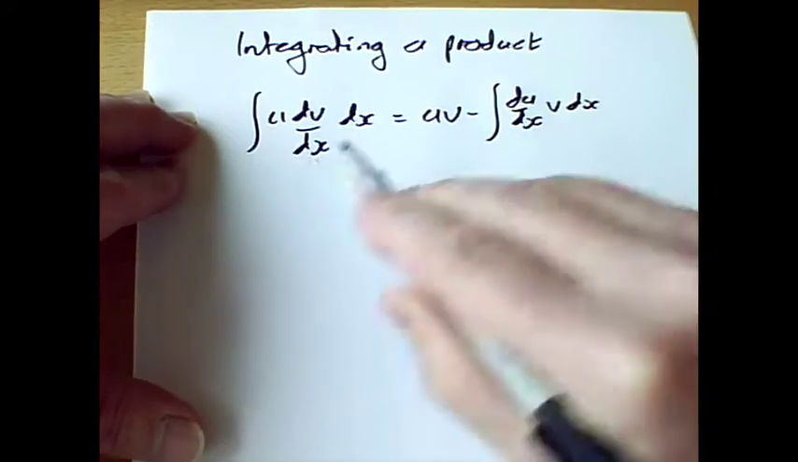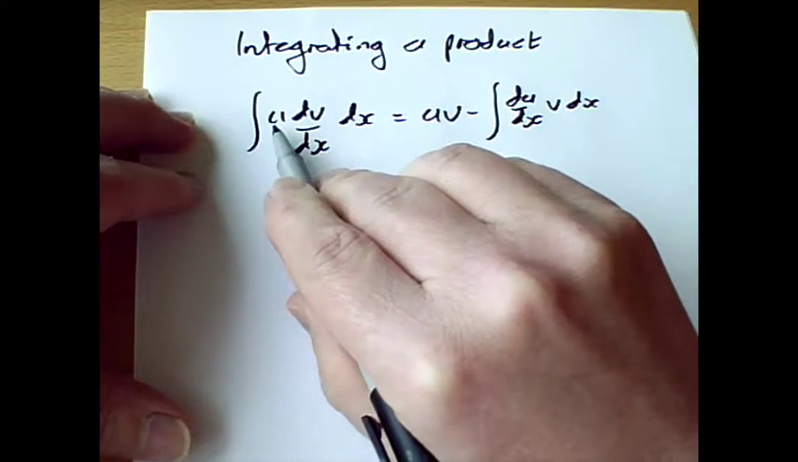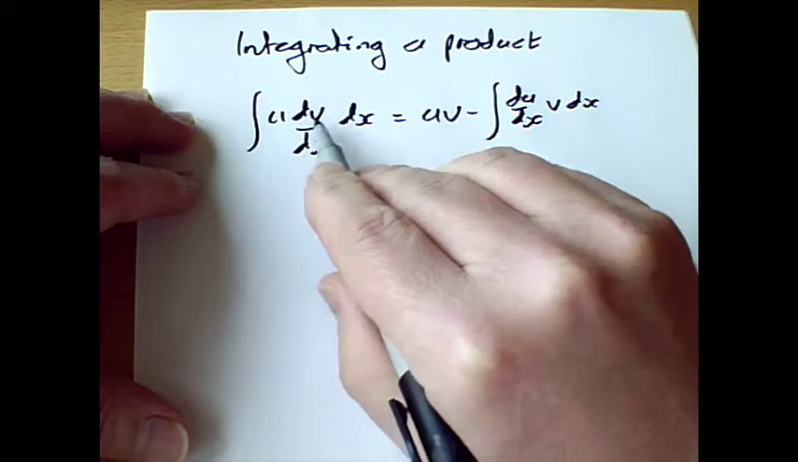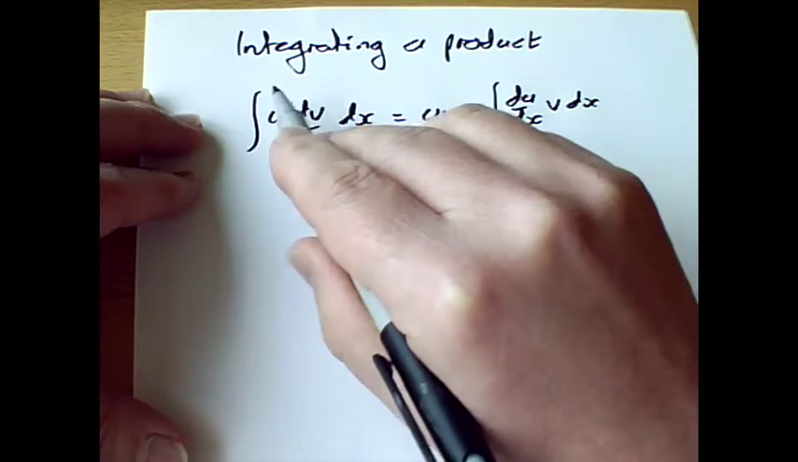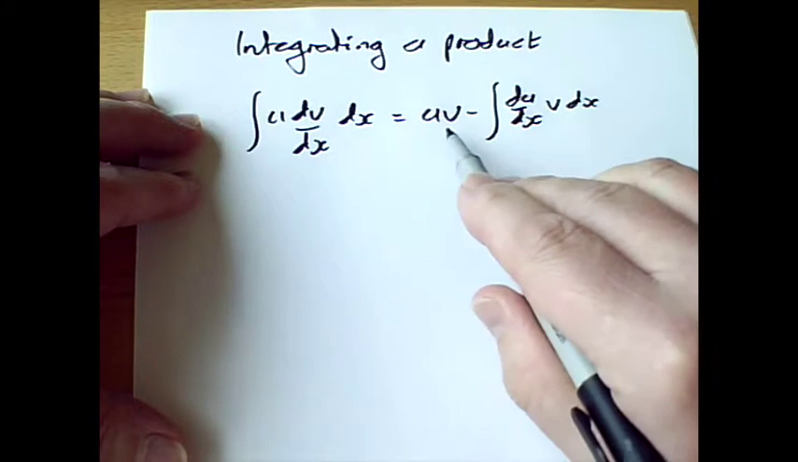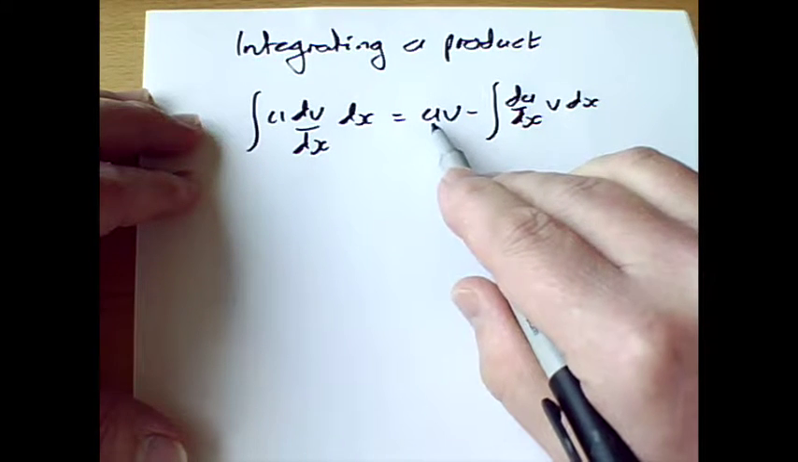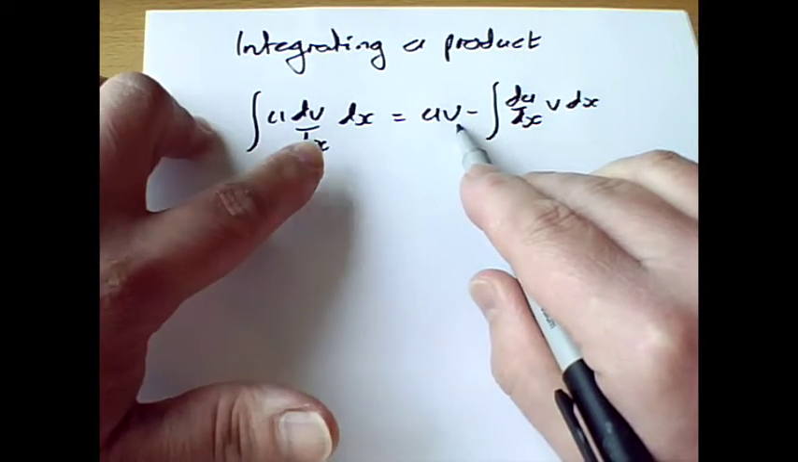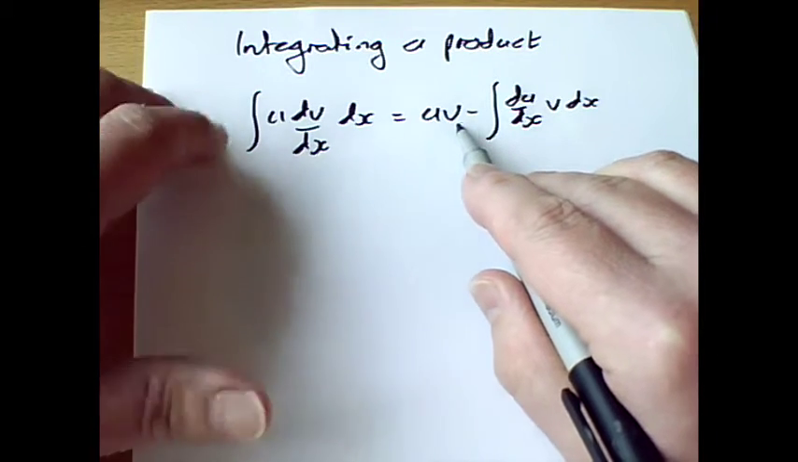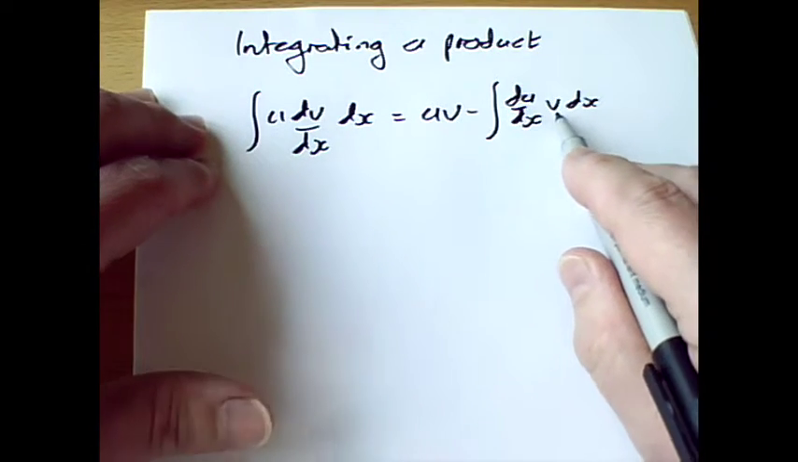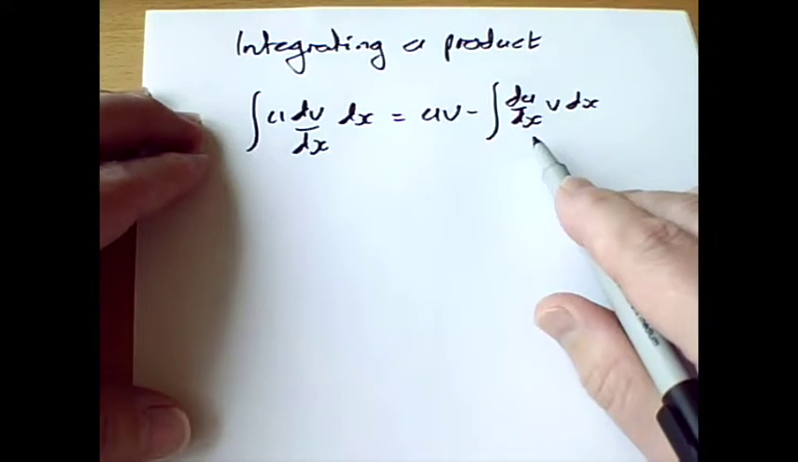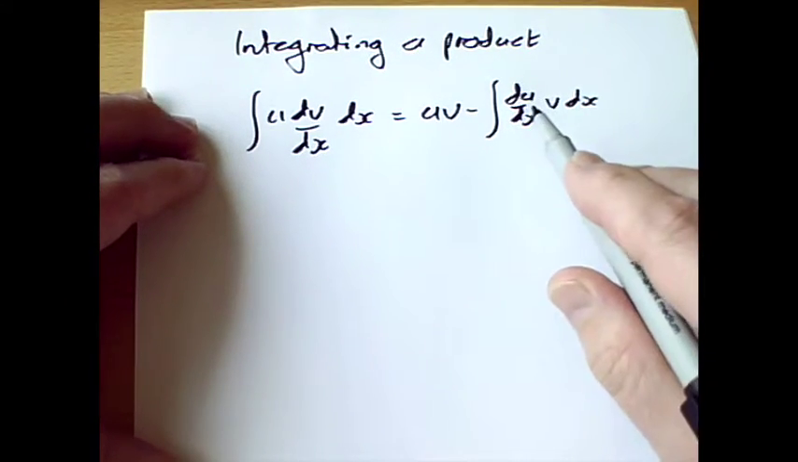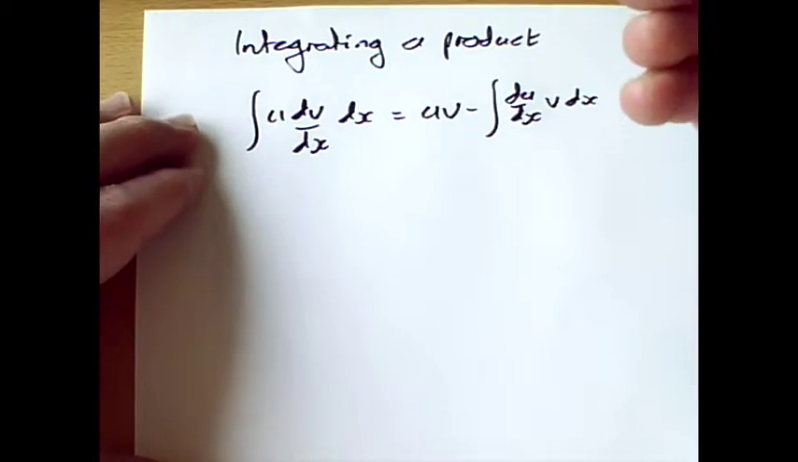This is for integrating a product in this form where you've got one function u and another function we've expressed as a derivative, dv dx. To integrate that product, we're allowed to swap things around so that we end up with u times v, which will be the integral of this part here, minus the integral of du dx v dx. So it swaps things around. It's relatively difficult to see what's going on here, but let's watch this in action with an actual example.